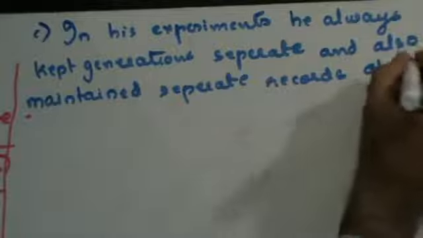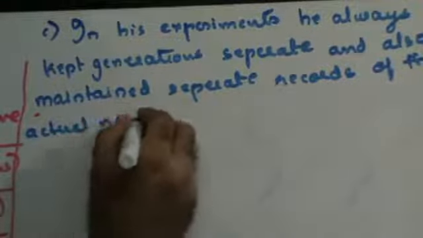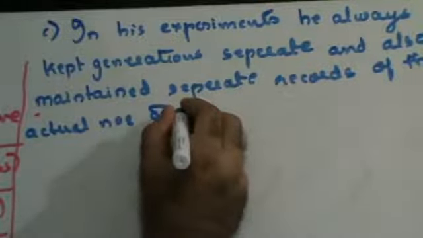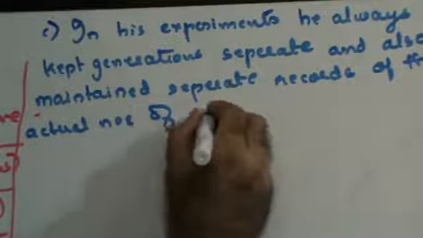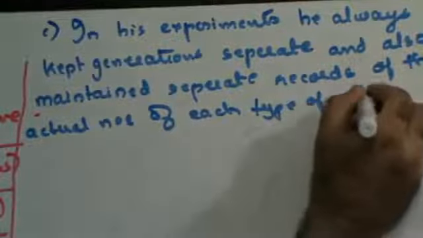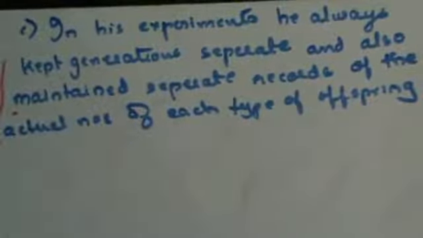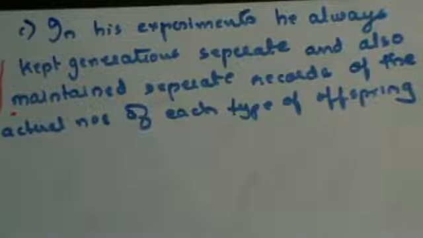Of the actual number of each type of offspring. What was the actual number of each type of offspring? That is, both quantitatively and qualitatively. He kept records up to 3 generations.